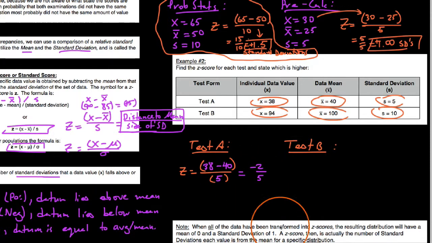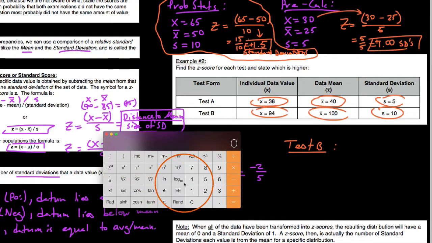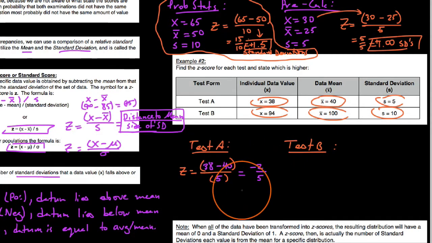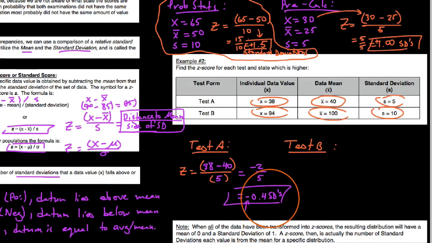We are actually going to take the time to convert this to a decimal. And we say, okay, well, -2 divided by 5 gives us -0.4. So we say -0.4 standard deviations. So they were, first of all, below average because it was a negative z-score, and they were about 4/10 of a standard deviation, or 2/5 of a standard deviation below average.